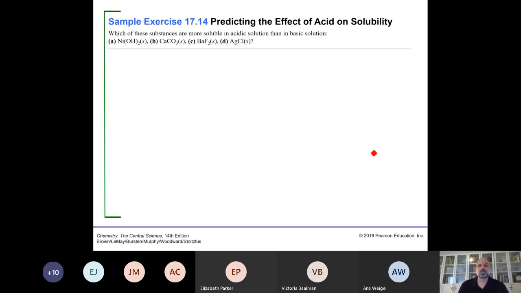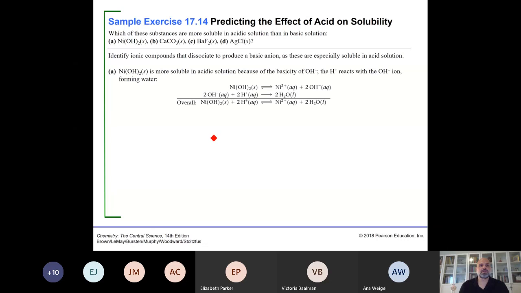Right, so we'll work through some sample problems. It says, which of these substances are more soluble in acidic solution than in basic solution? What we're going to do is identify ionic compounds that dissociate to produce a basic anion, as these are especially soluble in acidic solution. So we're going to look at nickel hydroxide first.